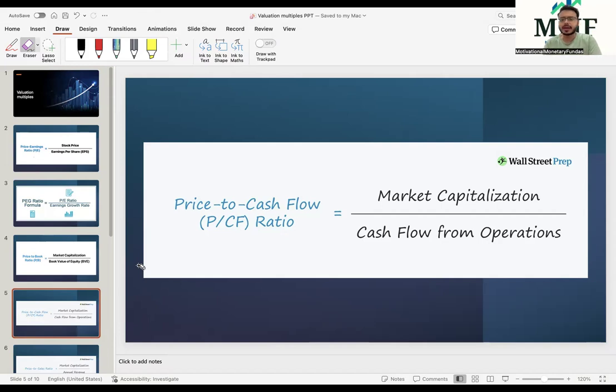So just to begin, again, it's a very simple metric, a very simple ratio. The price to cash flow simply tells us you have the current market price, the market capitalization, in the numerator divided by the cash flow from the operations. Correct? So simply it's taking into account the current market price in the numerator and dividing it by the operating cash flow. As simple as that.